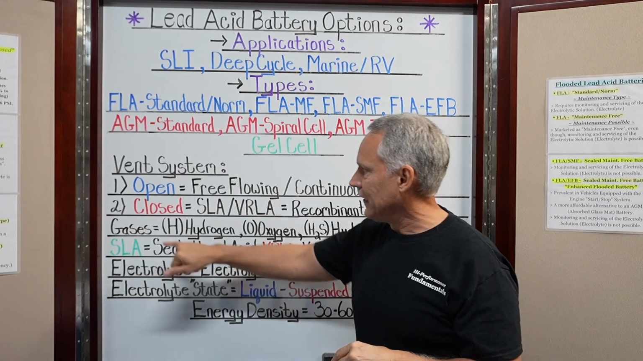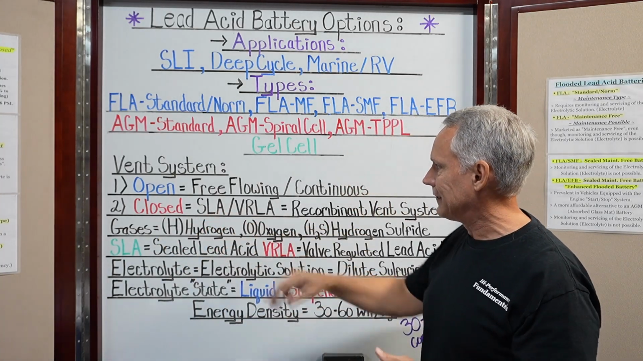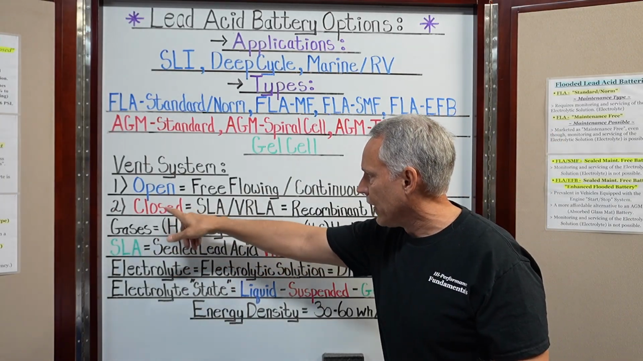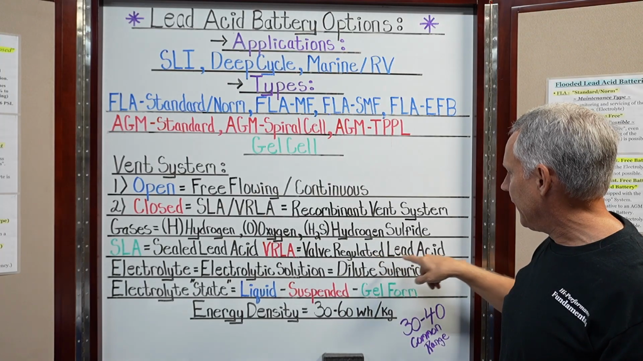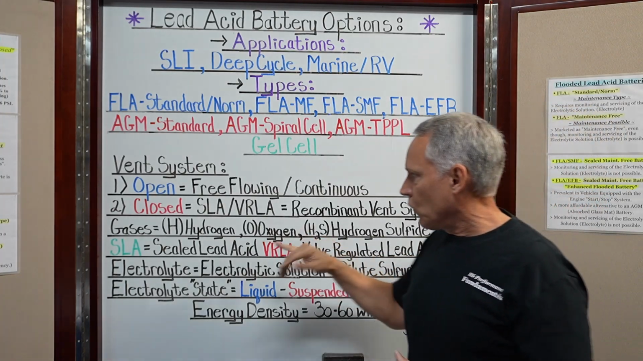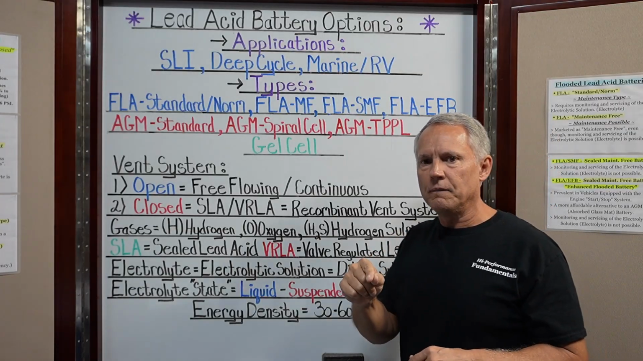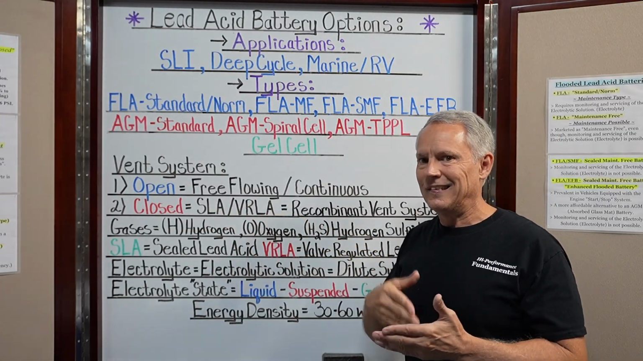So what is it? It's still considered a closed or a sealed lead acid battery, right? SLA. SLA means sealed lead acid. VRLA is a valve regulated lead acid battery. So what I want you to know is this. I've written them together here because they are the same thing. If you see SLA or you see VRLA, it's the same thing.